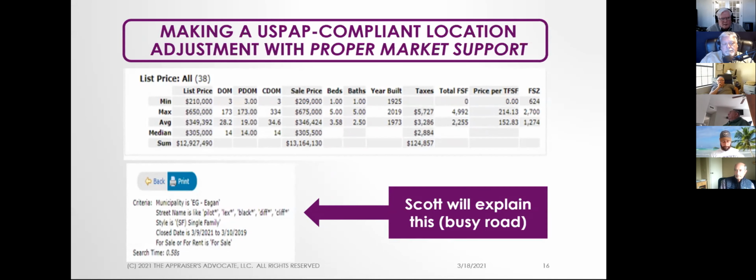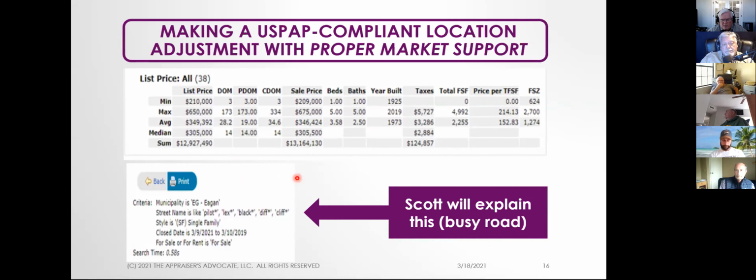So what we did is I searched for Eagan, and it took a 2-year time span in order to get 30 in the sample. Now, it's important to have 30. See right up here, it says 38. If you don't have at least 30, you cannot compare 2 groups statistically. So we've got these 2 groups, 38 on the busy road.